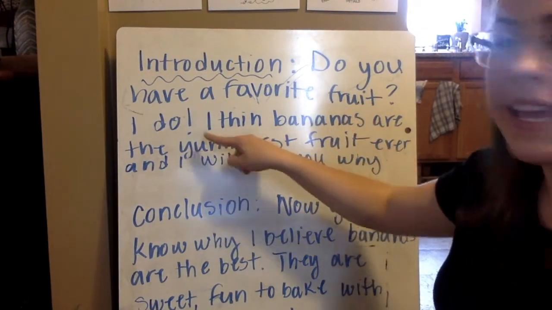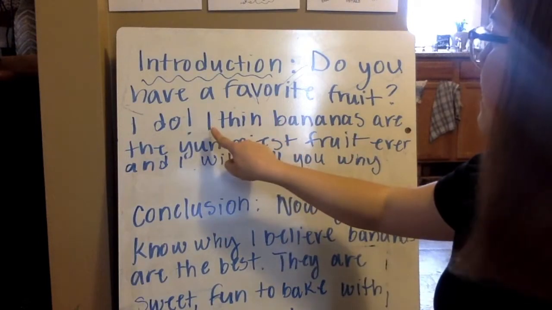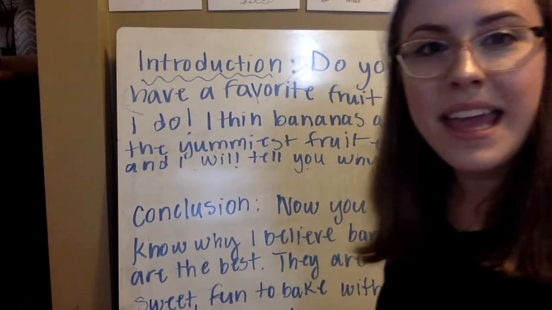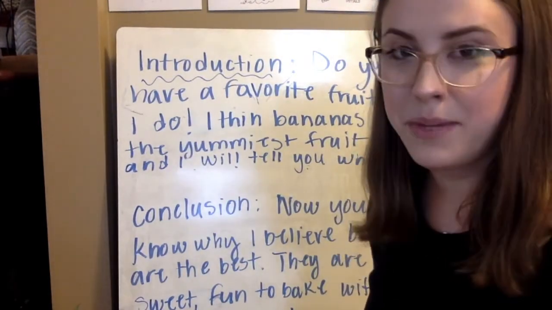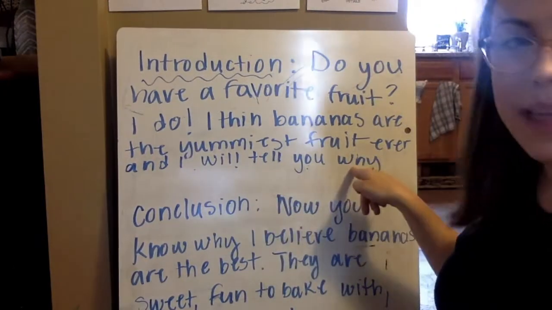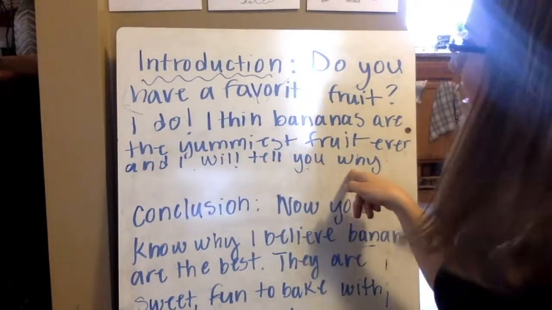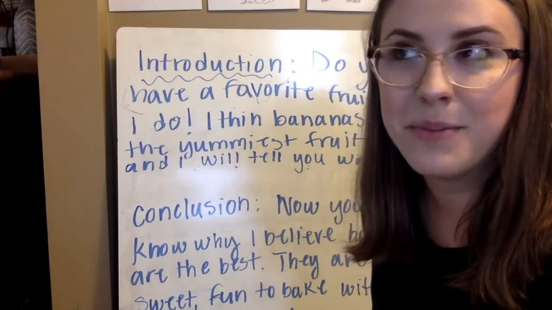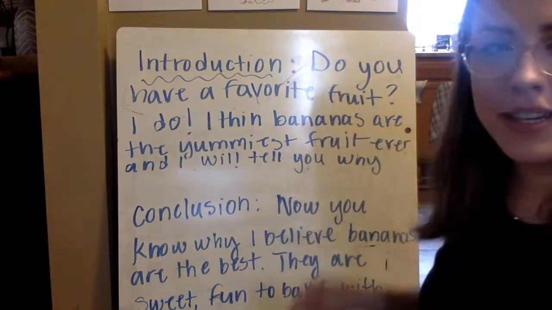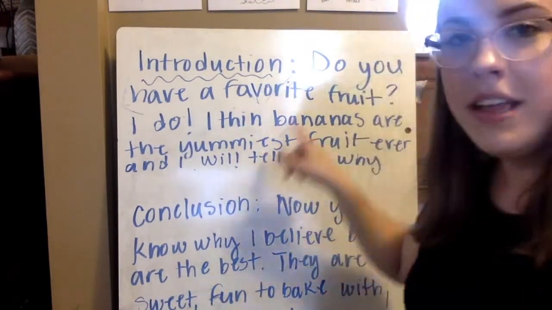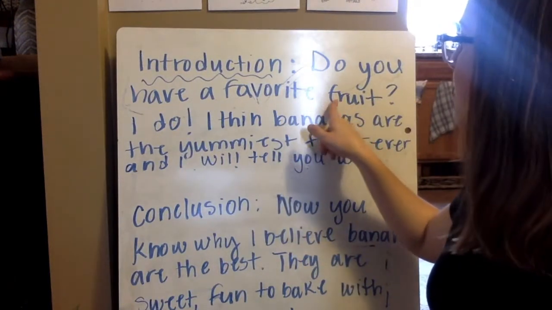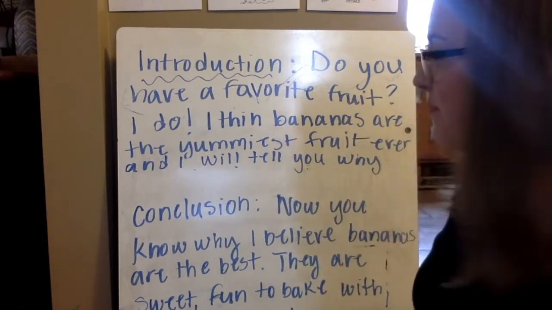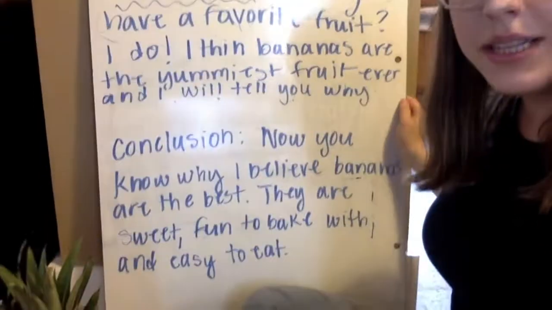They need to say your thesis statement. So I have that stuck right in here. I think bananas are the yummiest fruit ever. And I need to let them know what I'm going to be doing in my speech. I'm going to be telling them why, okay? Another thing that I added to my introduction, which you can do and helps your reader be a little bit more interested, is I asked a question at the very front. I call that a hook. The hook helps your reader be a little bit more engaged in your story from the very beginning. So now let's take a look at the conclusion.